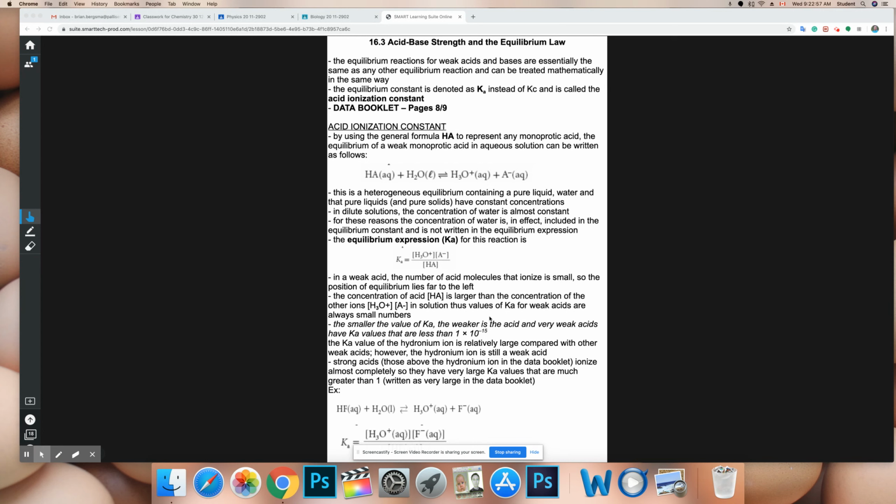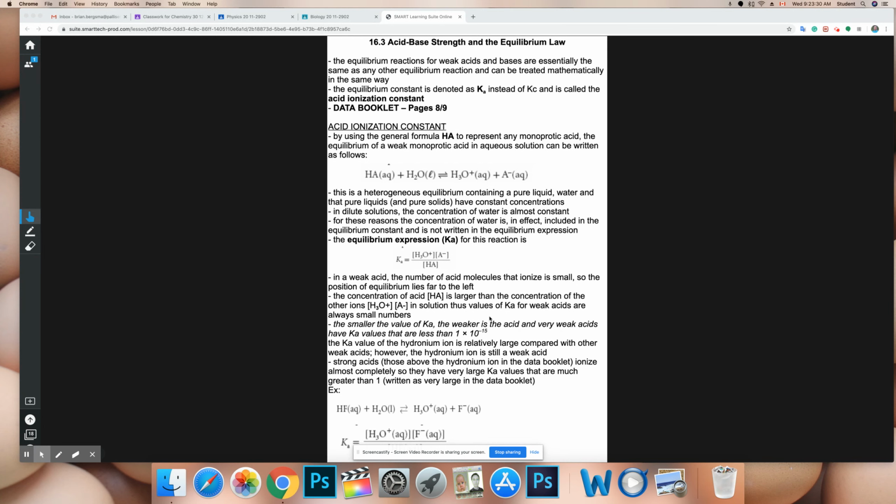Again, we talked about earlier that if it's less than 1 times 10 to the minus 10, then it really doesn't go in the forward direction at all. The Ka value of the hydronium ion is relatively large compared with weak acids. However, hydronium is still a weak acid. If we look at the Ka value for hydronium, I believe it's right around 1. And so it's still considered a weak acid if it's just on its own.